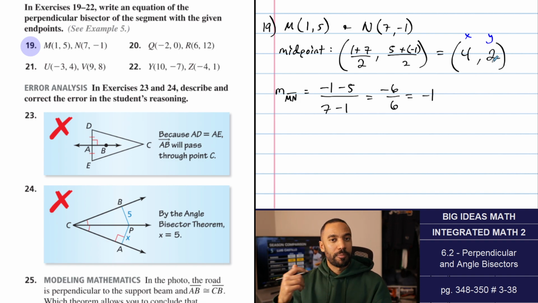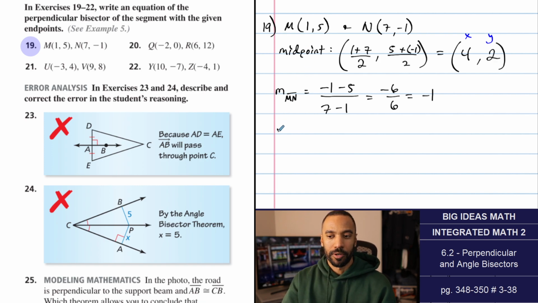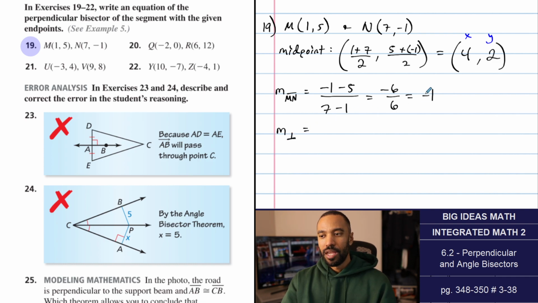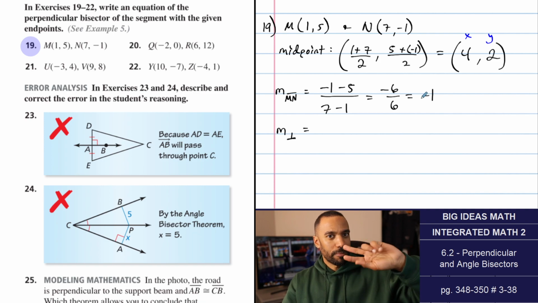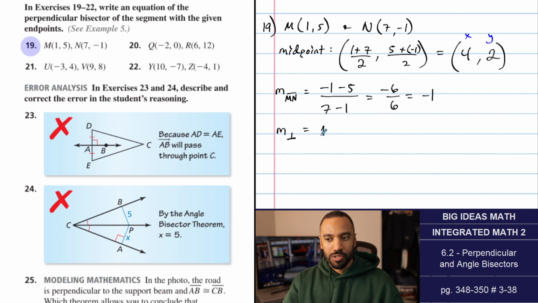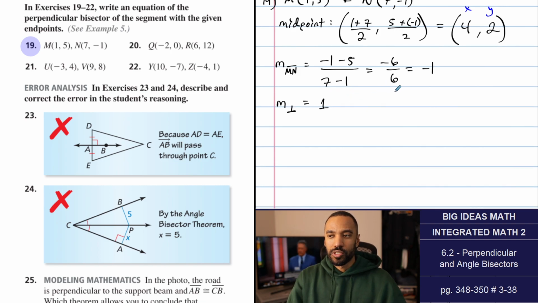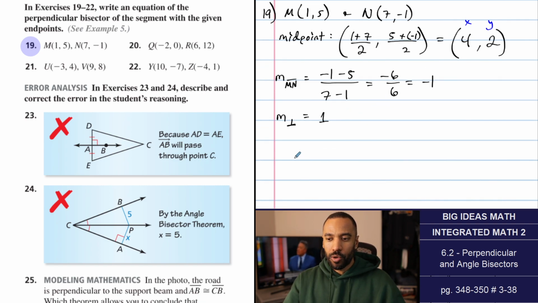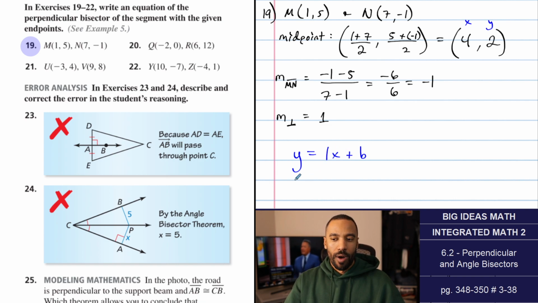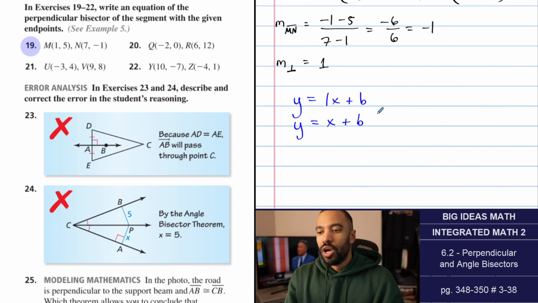Now the line that's perpendicular to it will have an opposite reciprocal slope. So I'm going to say the slope of the perpendicular one is positive 1 over 1. Flip the 1 and 1, you still get 1. So the slope of the opposite reciprocal is 1. So as far as y equals mx plus b goes, right now our equation looks like y equals 1x plus b, or y equals x plus b, right? I don't even need the 1. I need the b.